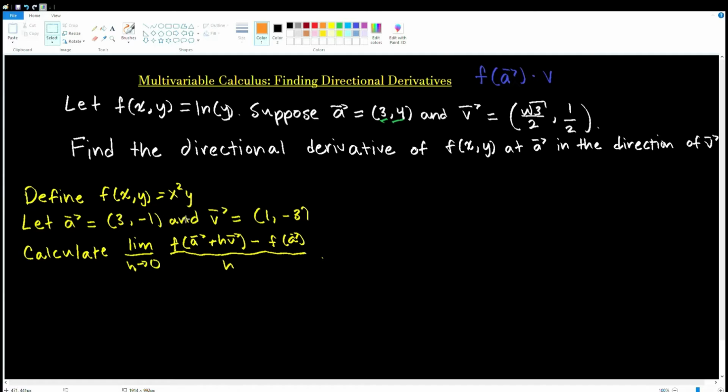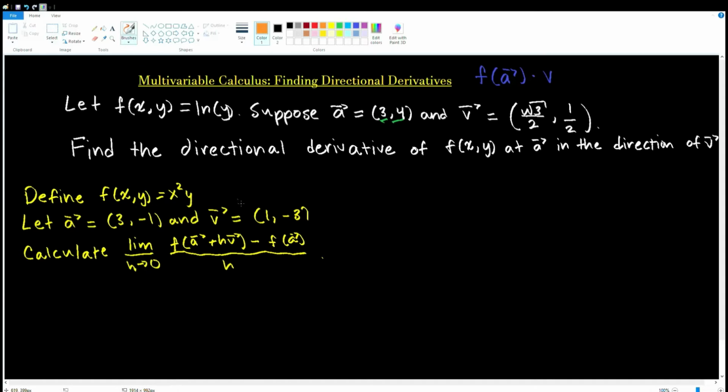Define f of x, y equals x squared y. Let the vector a equal (3, negative 1), and v is equal to (1, negative 3). Calculate the limit as h approaches 0 of f of a plus hv minus f of a, over h. Well, first thing we need to do is plug in this a. We already know what a is, okay?